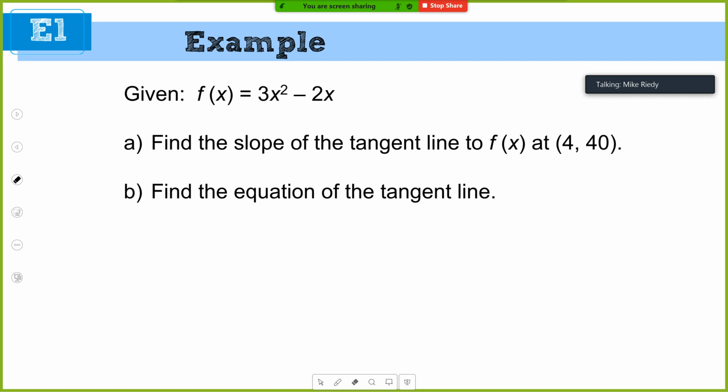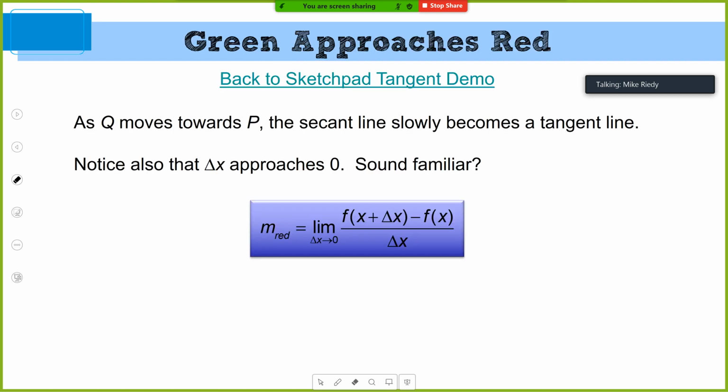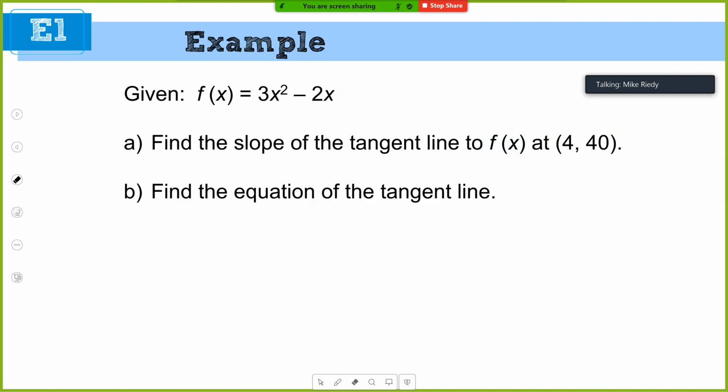Okay, so let's do an example. Here's a nice quadratic. It opens up because the A term is positive. It's got a vertex somewhere, but I don't care about it. I would like to know the slope of the tangent line, which, just for a refresher if you're lost, is this thing. So what I'm asking you to do in part A is apply this formula to that function. Go.